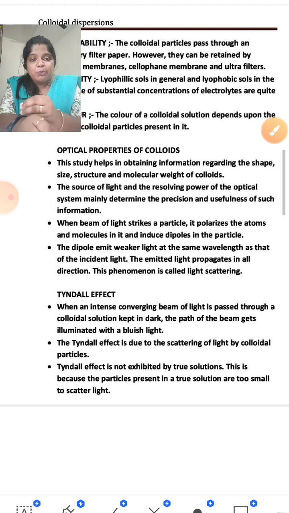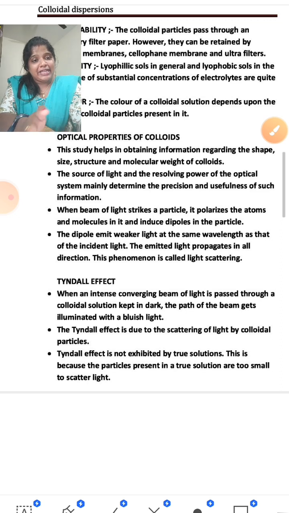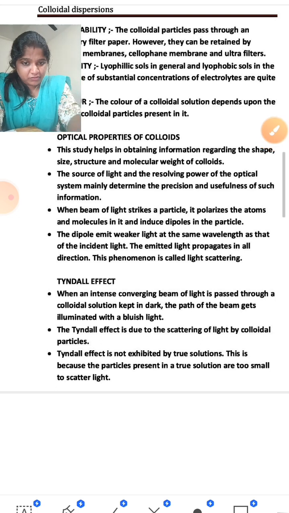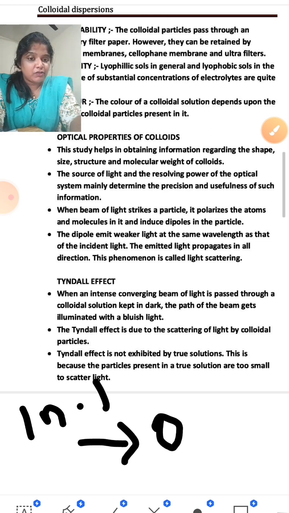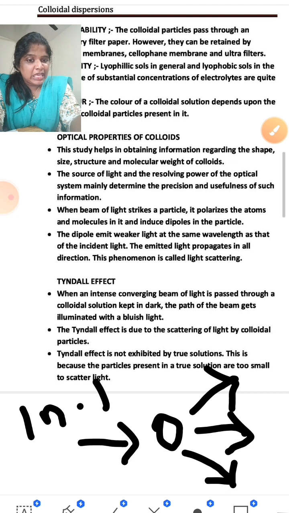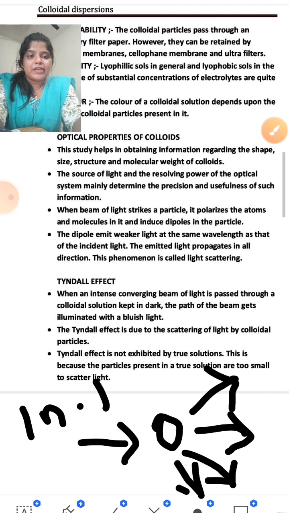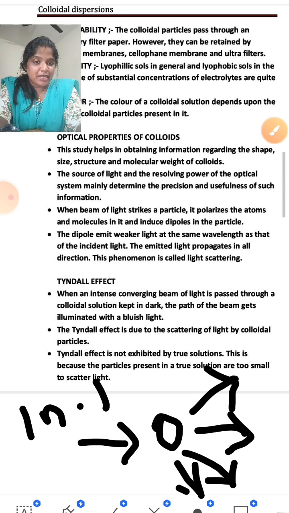This dipole emits weaker light at the same wavelength as that of the incident light. The emitted light propagates in all directions, and this phenomenon is called light scattering. You can see here, this is the incident light. When it strikes the particle, it gets scattered in all directions. So this phenomenon we call light scattering.